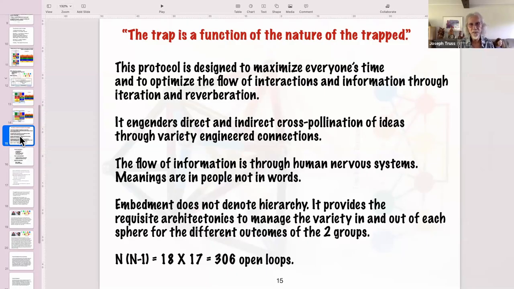Hopefully we will get a few more minds here. So the protocol is designed to maximize everyone's time and to optimize the flow of interactions and information through iteration and reverberation. Now, it engenders direct and indirect cross-pollination of ideas through variety engineered connections. How people connect to each other and in what sequence is a part of that variety engineering. The flow of information is through human nervous systems. Meanings are in people, not in words.